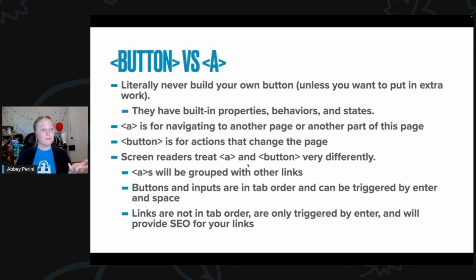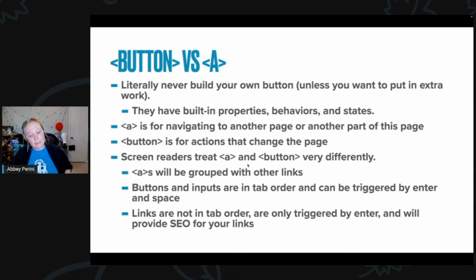The second thing that people really talk about semantic HTML being useful for in terms of accessibility is how much is already built into some of these elements. Buttons and links and other interactive form controls have built-in properties, behaviors, and states. Links are for navigating to another page or another part of the page. Button is for actions that change the page. Screen readers treat links and buttons very differently.